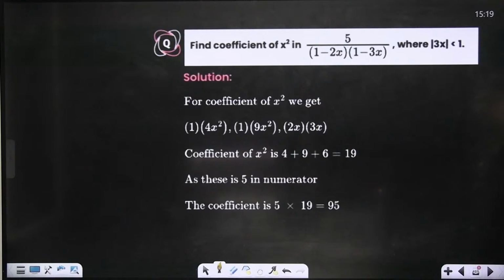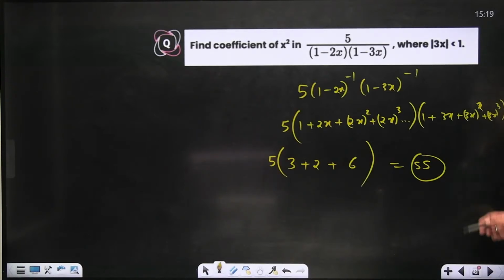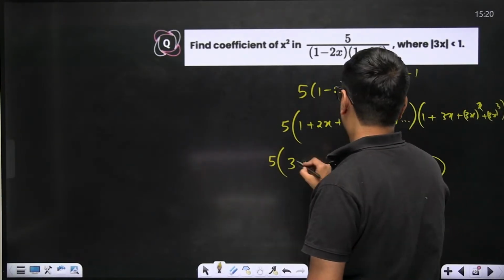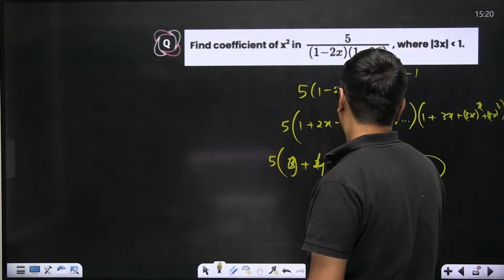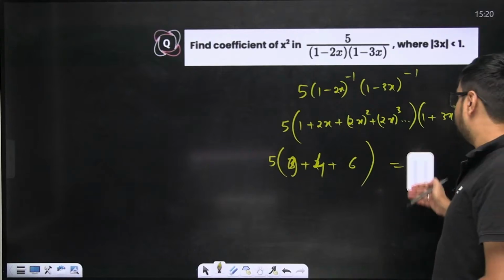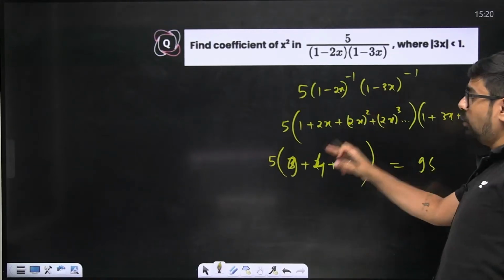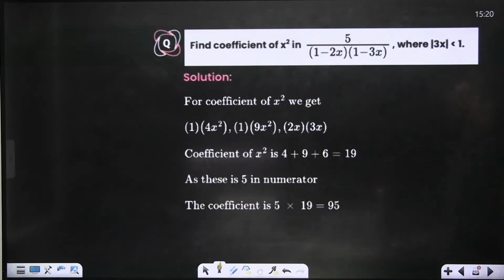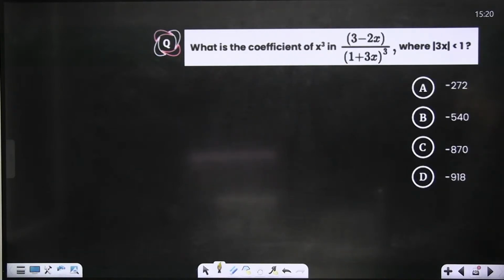How 19? 9 plus 6, 9 plus 4, correct only we did, no? Acha, sorry. Square, no? Squares. So this will be 9, this will be 4. 15 plus 4, 19 into 5, 95. Yes, 95. Square, no? 2 square will be there and 3 square will be there. And then this 3 into 2, as it is, 6. So these type of expansions, directly keep them in your head so that if this type of question comes, you can easily solve it.